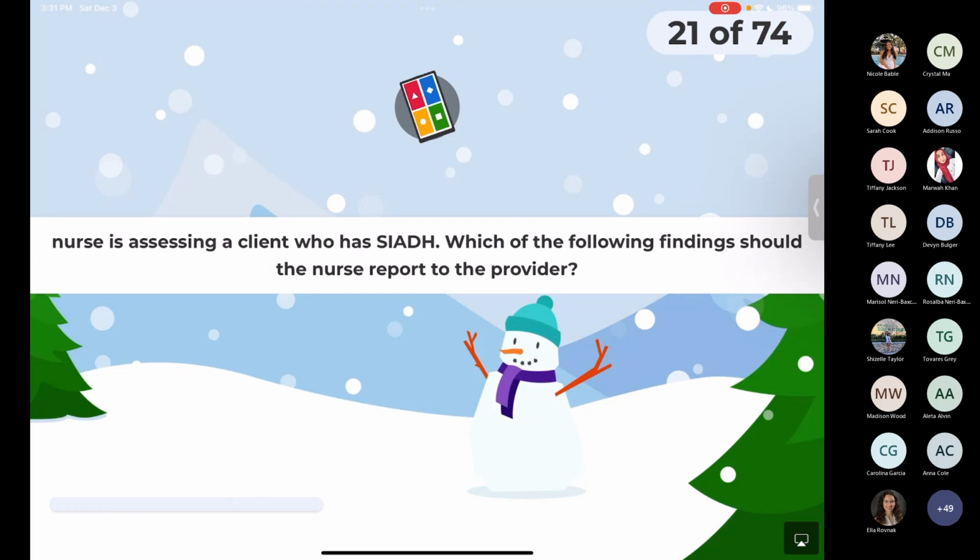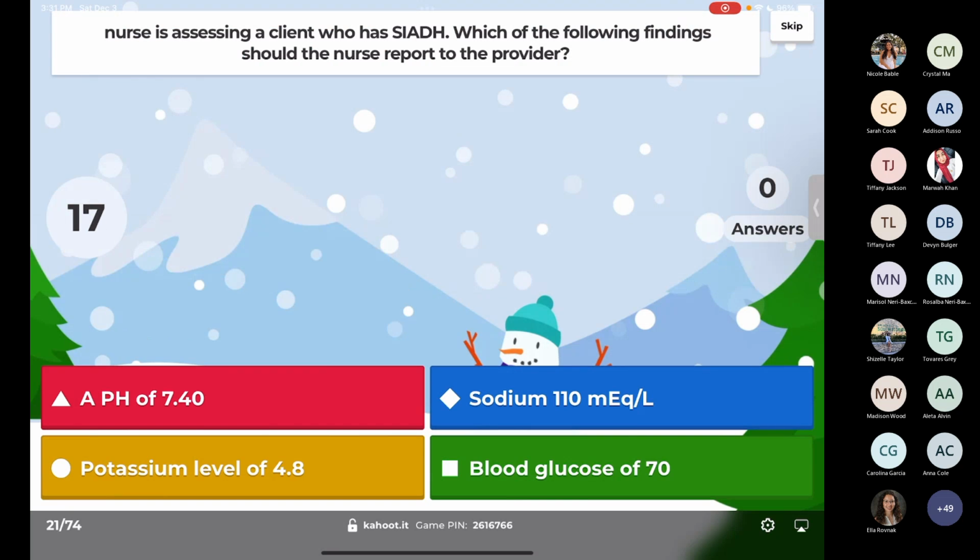A nurse is assessing a patient who has SIADH. Which of the following findings should the nurse report to the provider? So remember, what is SIADH? What do these patients look like?